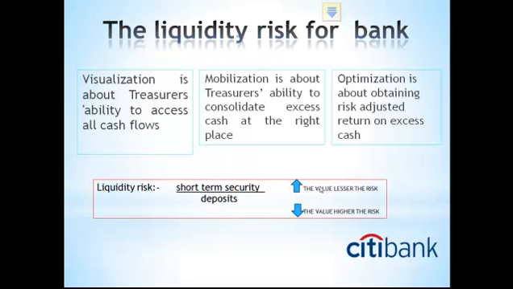Let us put some light on various components of liquidity of a bank. A bank has three components: visualization, mobilization and optimization. Visualization is about the treasurer's ability to access all cash flows. Mobilization is about the treasurer's ability to consolidate excess cash at the right place. Optimization is about risk-adjusted return on excess cash.